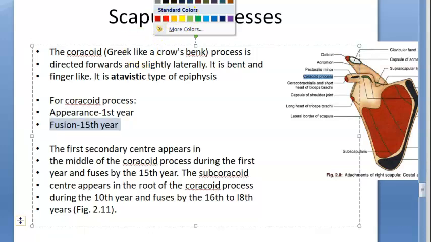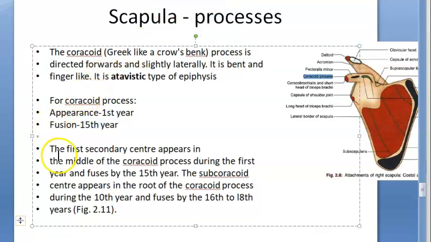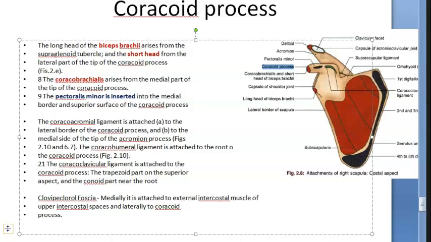So I want to highlight this, but I'm not able to highlight. Anyways, it fuses by 15th year. Remember, guys, super, 2 words: atavistic type of epiphysis, appears first year, fuses 15th year. This much you have got. Now let's move on to muscles.